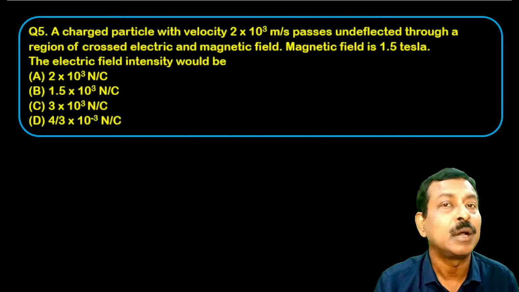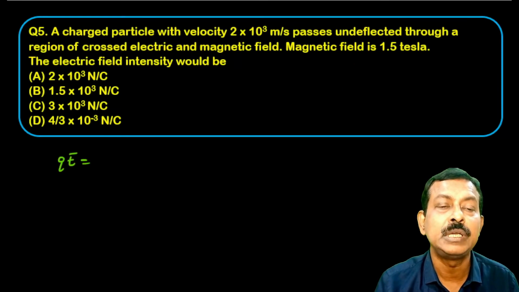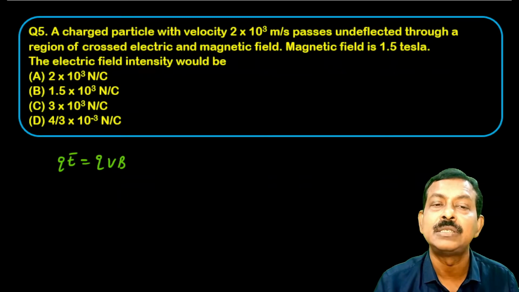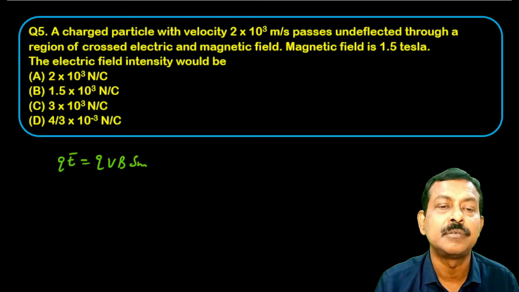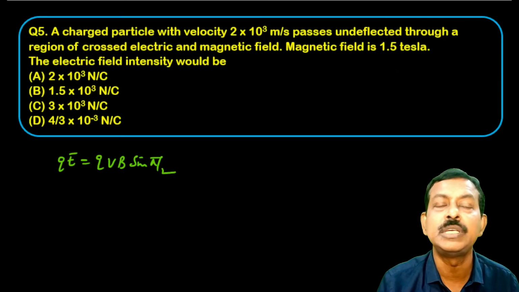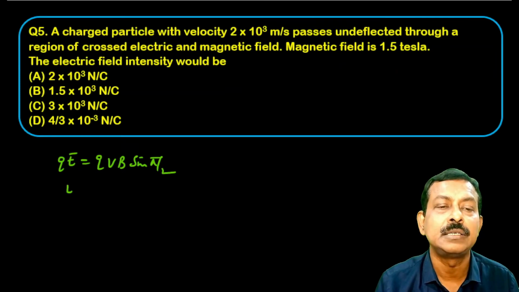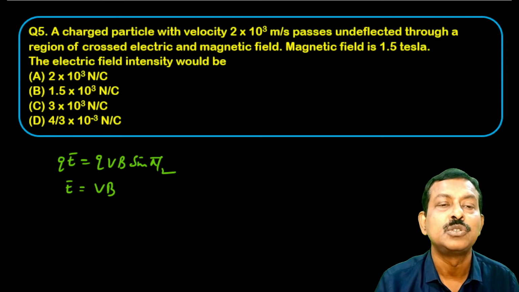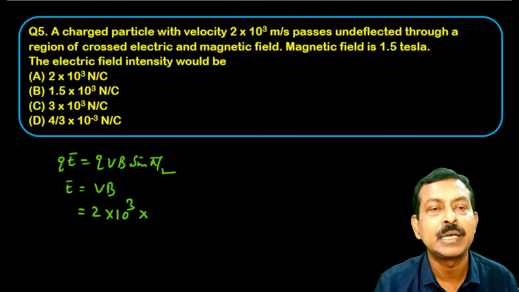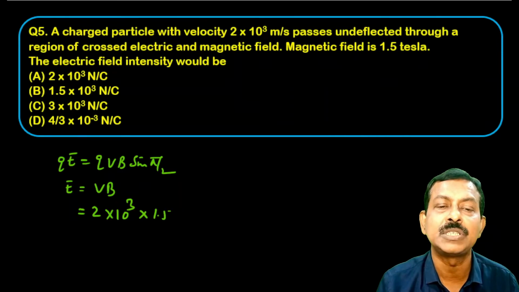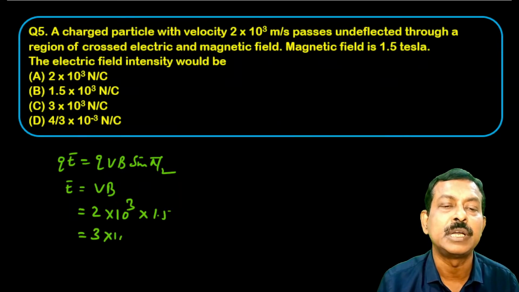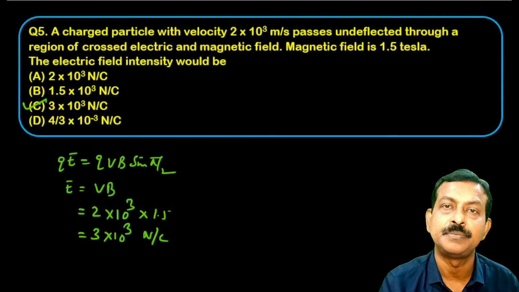is equal and opposite. So you can take qE equals to qvB, and since it is a crossed one, in that case we can take sine pi by 2 here, and in that case E will be equal to vB. So it is asked what is the electric field acting there. Velocity is given as 2 into 10 to the power 3 and magnetic field is given as 1.5 Tesla. So it is 3 into 10 to the power 3 Newton per Coulomb. So if you see the different options, third one is the correct option.